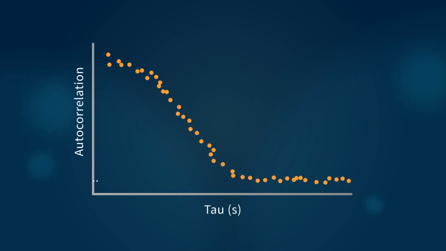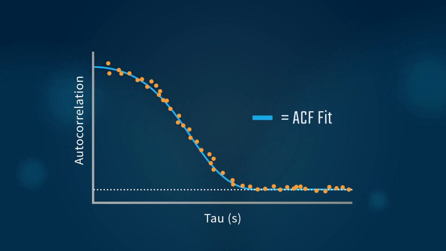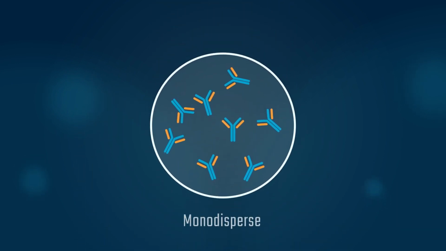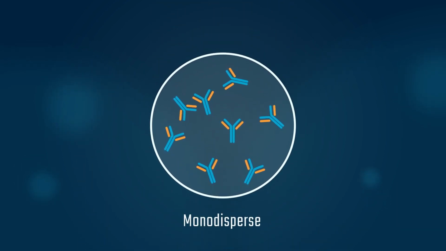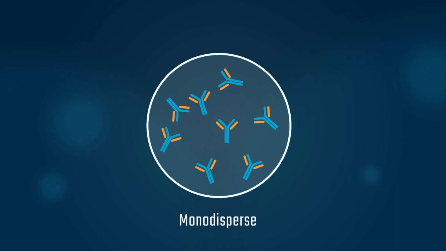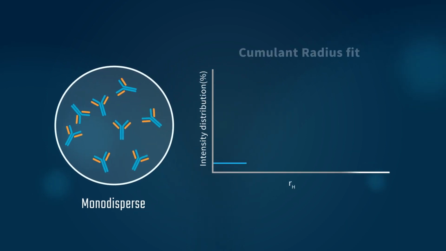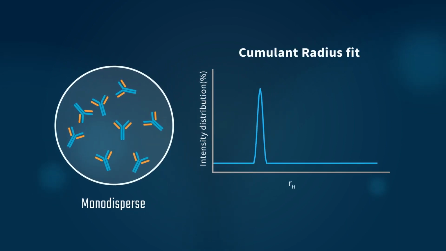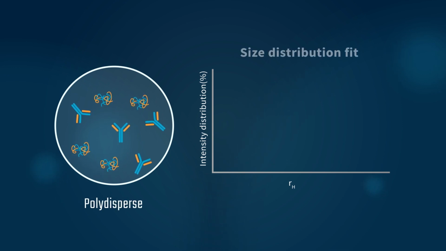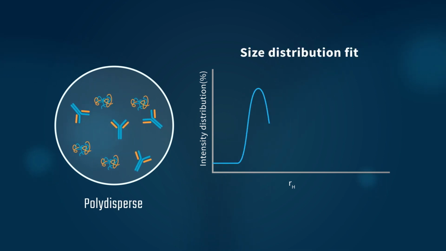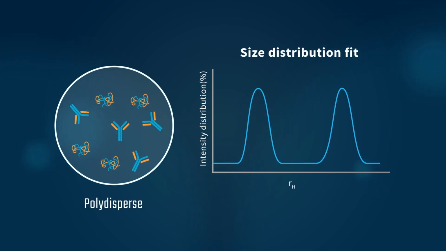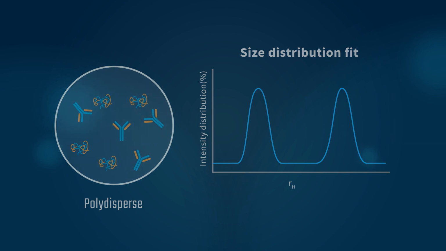Once the ACF is built from the DLS data, a program calculates a fit. If a solution is monodisperse, that is, has particles of only one size, the size is calculated using the cumulant radius fit. For polydispersed samples with a mixture of particle sizes, a size distribution fit is applied. Applying the proper fit ensures you are making the best decision about your candidates.